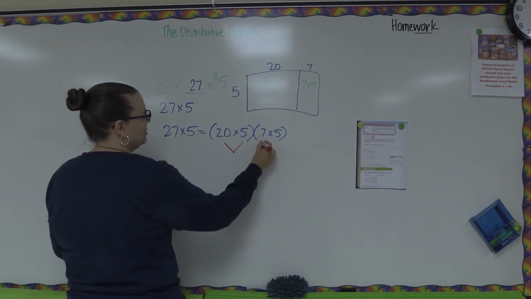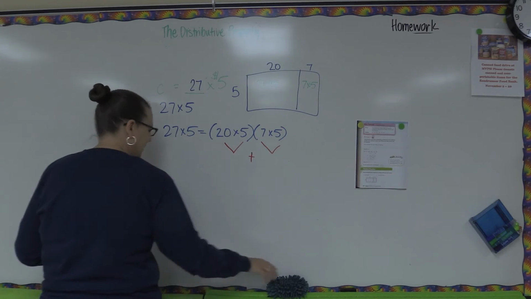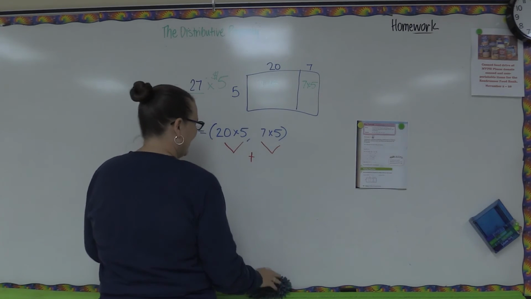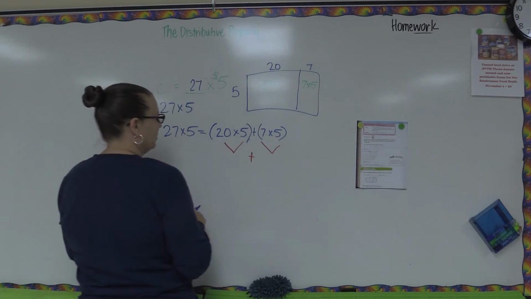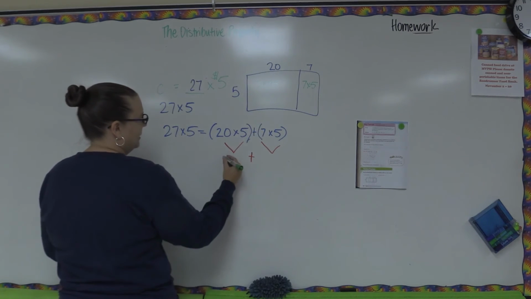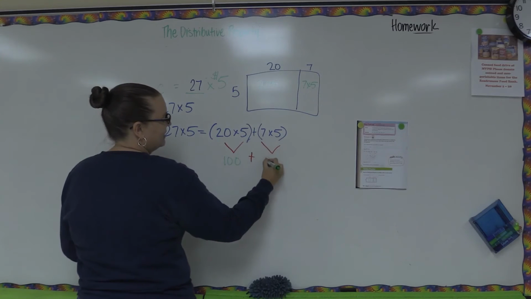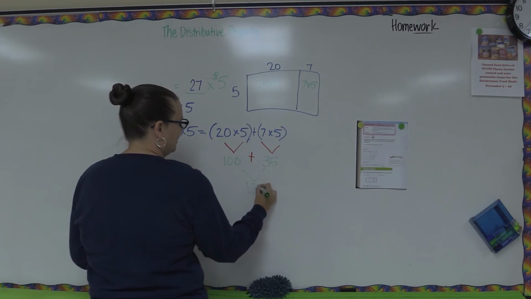So we know that we have to do our parentheses first. Oh, I forgot a plus sign in the middle here. I better add that in. Remember, we have to add in those products, right? So we're going to go ahead and start here. 20 times 5 is 100. 7 times 5 is 35. And when you add those together, you get 135.